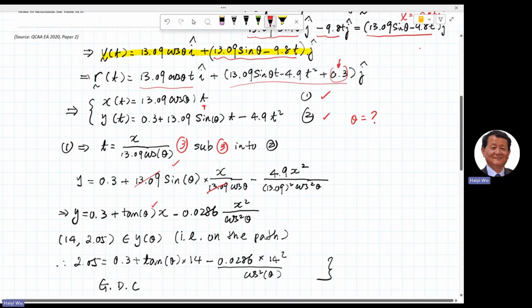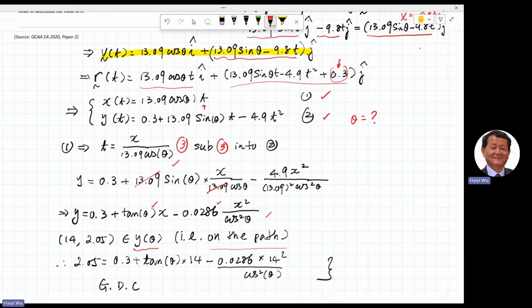So sine divided by cosine is tan. Then 4.9 divided by 13.09 squared, which becomes cosine squared on the bottom. Now, because the 14, which is the x, and 2.05 is the y, it's on the graph, on the path. So we're going to substitute, because it's on the path.